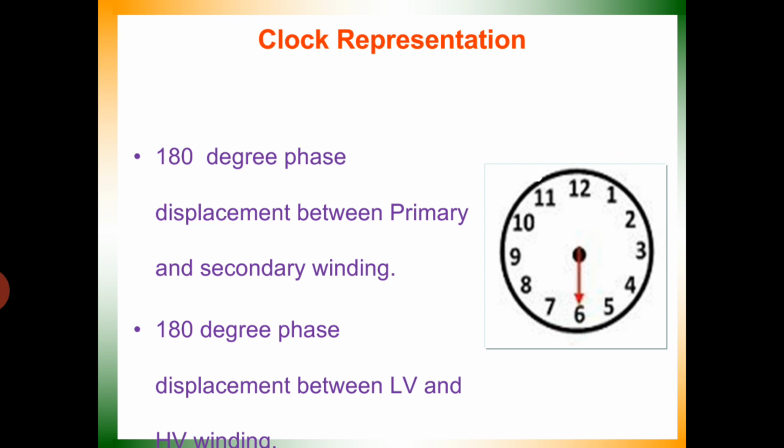So why say primary and secondary or LV and HV winding? Because before connection, as an electrical engineer, we always identify our winding as per low voltage and high voltage. And after connection you can identify our winding with the help of primary and secondary, because our transformer is connected to the load.